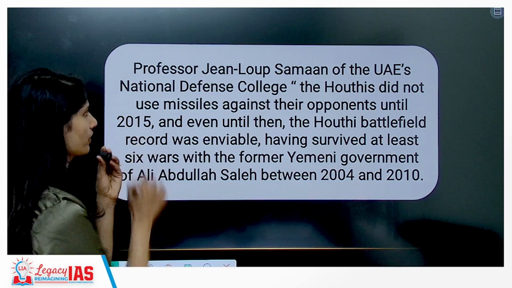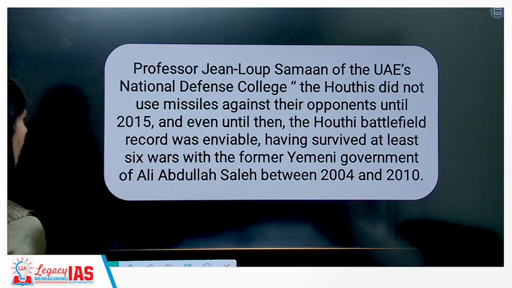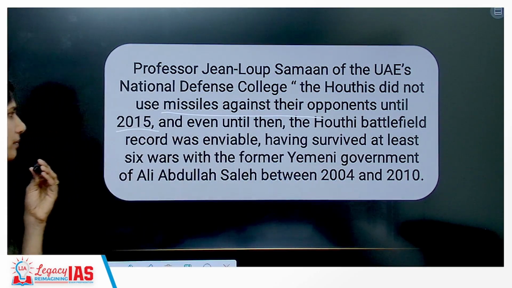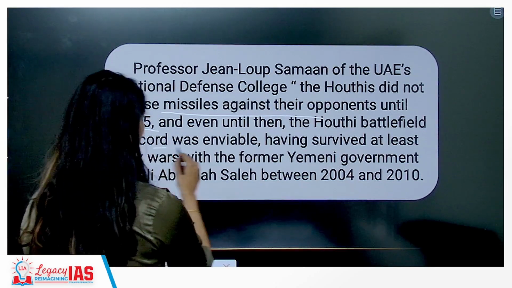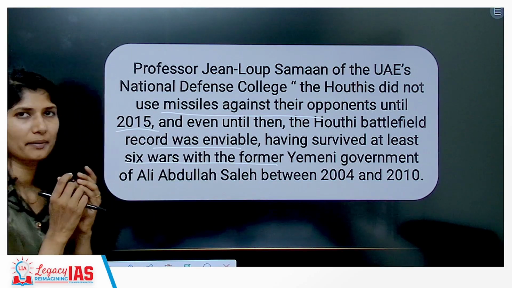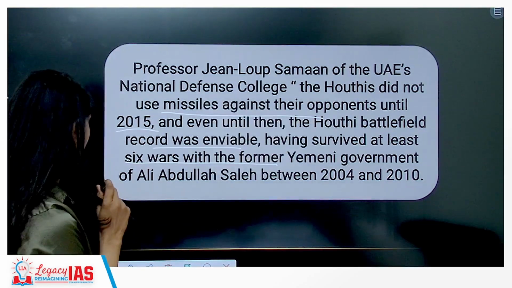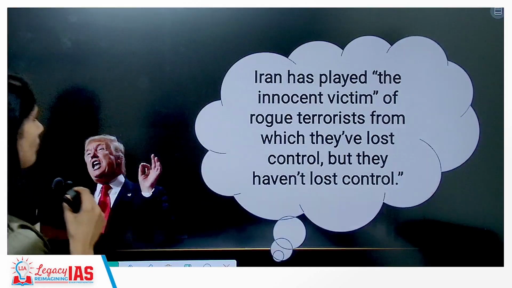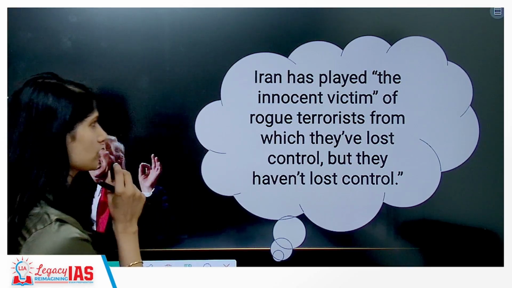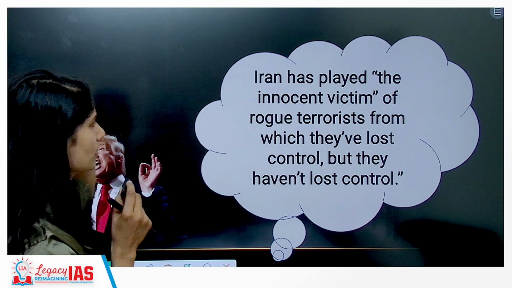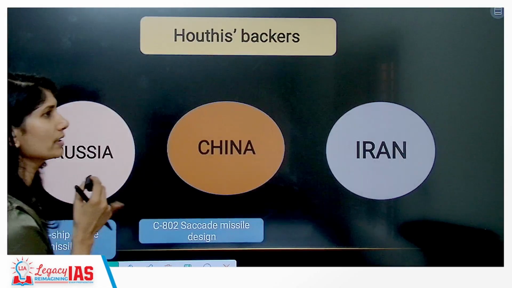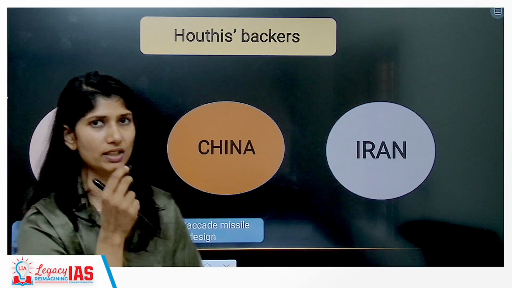Look at this. According to Professor Jan Simon, the Houthis did not use missiles against their opponents until 2015. The Houthi battlefield record was enviable, having survived at least six wars with the former Yemeni government of Ali Abdullah Saleh. So this is the attack strength of the Houthis. And on Iran having to immediately stop its support for the Houthis, US President Donald Trump has claimed Iran has played the innocent victim of a rogue terrorist group over which they have lost control, but they haven't lost control. And Iran hasn't come out and said that it has lost control of the Houthis.